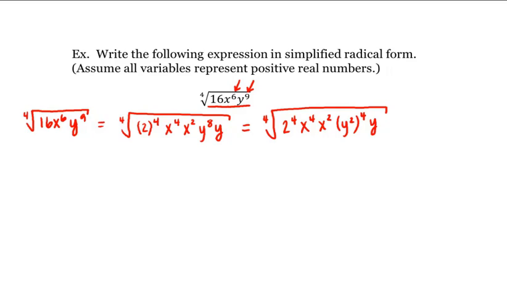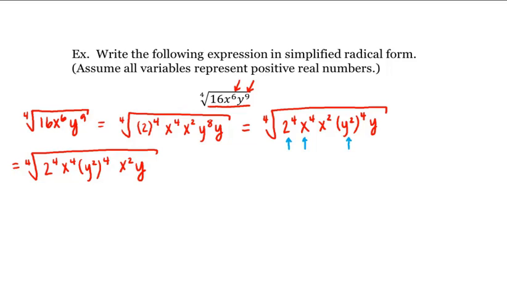Now let's group together all perfect fourth power factors, namely 2 to the 4th, x to the 4th, and y squared to the 4th. So this is equal to the fourth root of 2 to the 4th, x to the 4th, and then y squared to the 4th, and then times x squared y. And now by properties of exponents, this is equal to the fourth root of 2x y squared all raised to the 4th power, and then times x squared y.